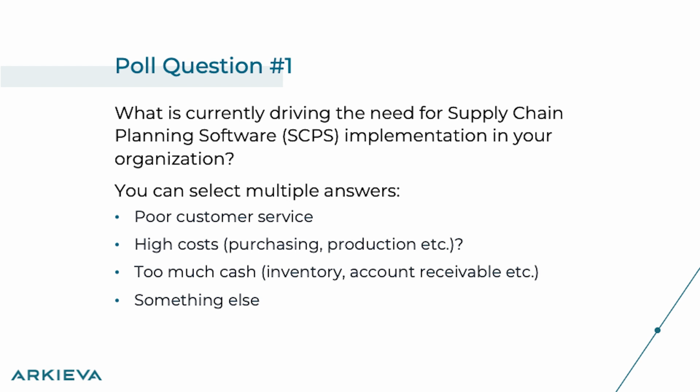So let's do our first poll of the day. And since you are on this webinar, let's ask the question, what is currently driving the need for supply chain planning software implementation in your organization? Now, Kristen will open the polls here, and you can certainly select multiple answers. So answers that we have listed are poor customer service, maybe high costs related to purchasing and production, etc. Too much cash sitting in inventory or account receivables, maybe something else. So we'll leave that open, and we'll see what kind of results come in.